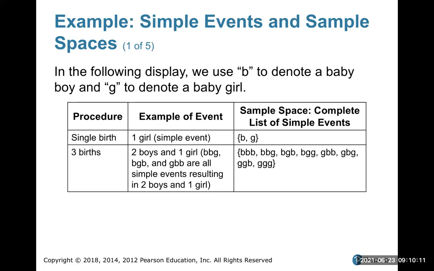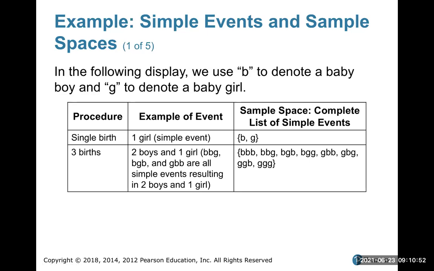In the following display, we use B for baby boy and G for baby girl. Look at this one. If you are in favor of, let's say, a baby girl or a baby boy, whatever, that's one thing. It's a simple event. Out of two options, your favor is girl. So that's a simple event because it cannot be broken down anymore.